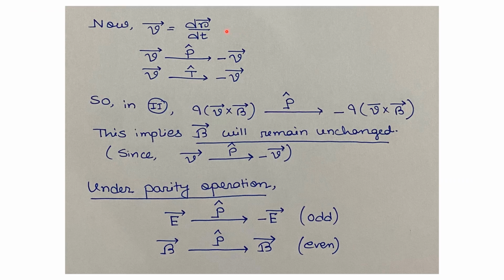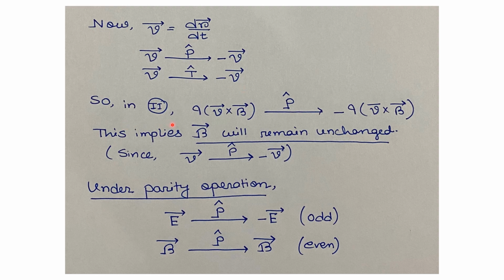Now V, that is velocity, is dr/dt. Under parity operation, V will change its sign, that is minus V, because r is replaced by minus r here. Now under time reversal operation, the velocity will also change its sign. So it will become minus v.